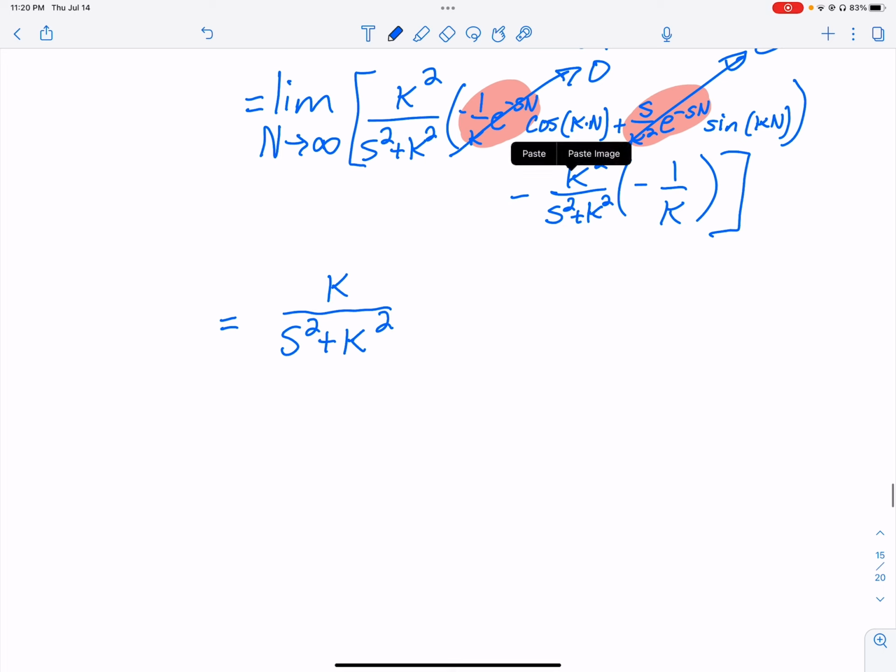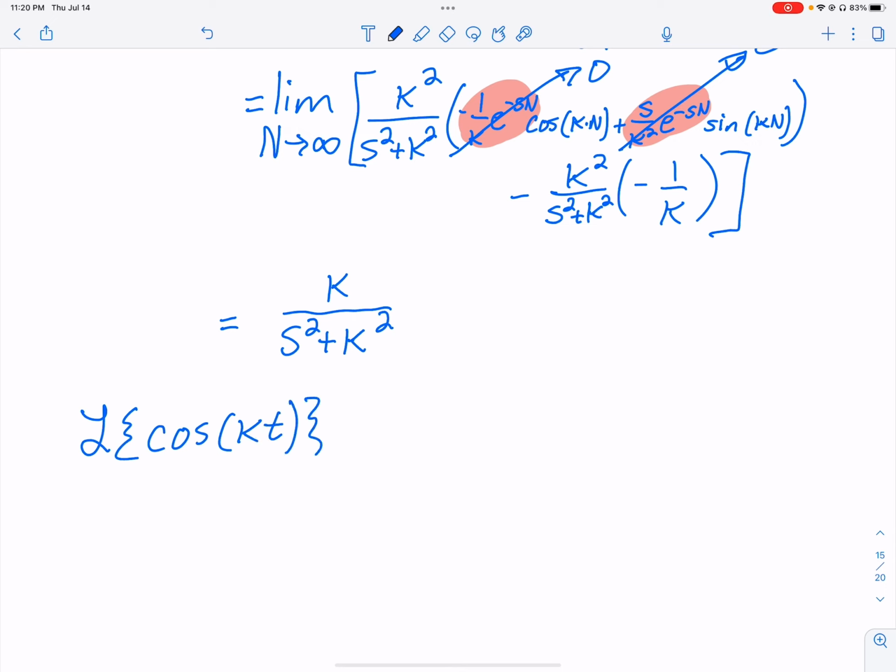The Laplace for the cosine, you probably could take a guess at it. Cosine of kt is equal to s over s squared plus k squared. These are all for s greater than 0, just by definition.